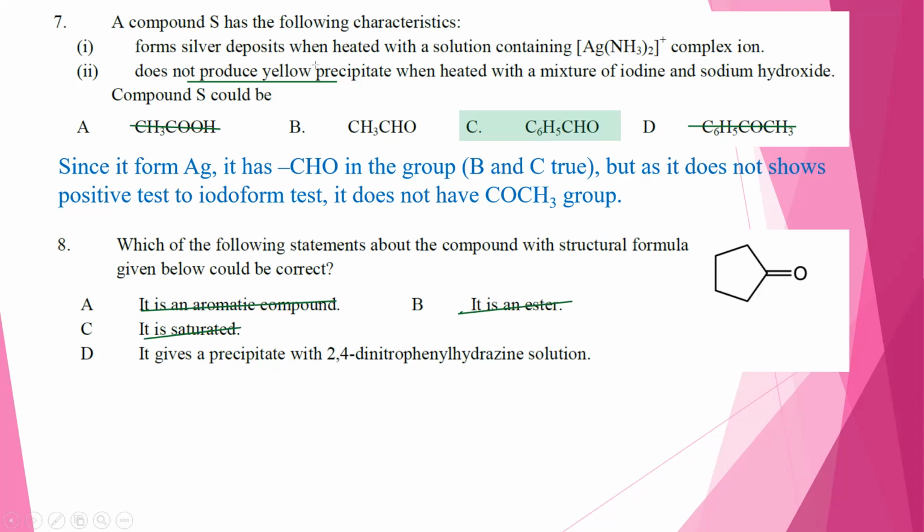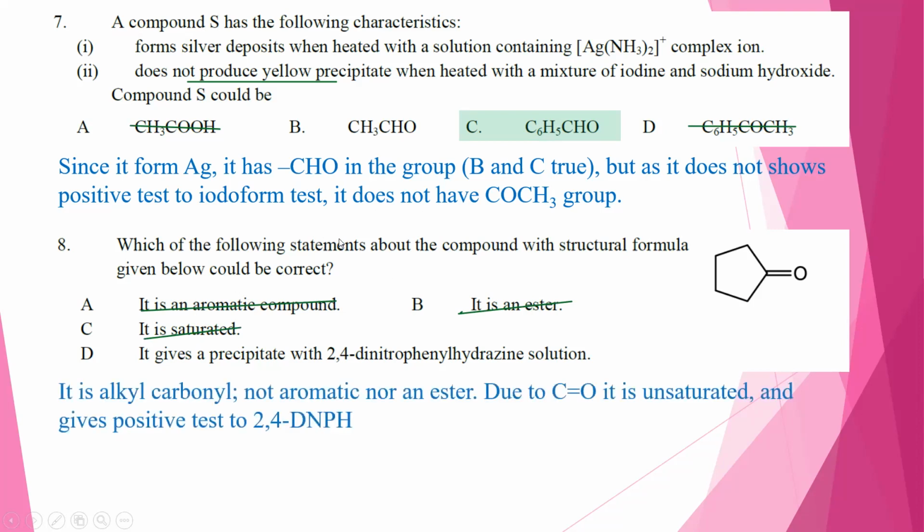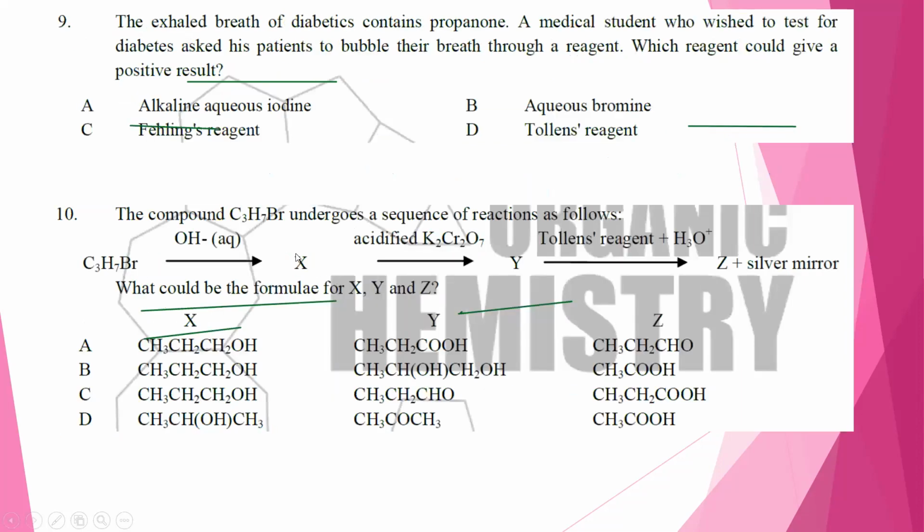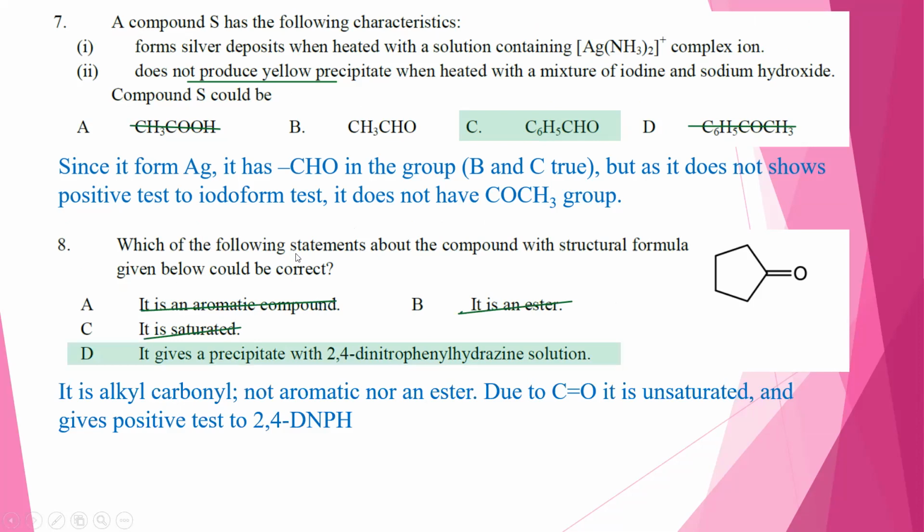And D, it gives a precipitate with 2,4-dinitrophenylhydrazine, which is true, due to the C=O in the unsaturated compound, so it gives a positive test here. So the best answer here will be D. Okay, so let's go to question number 9.